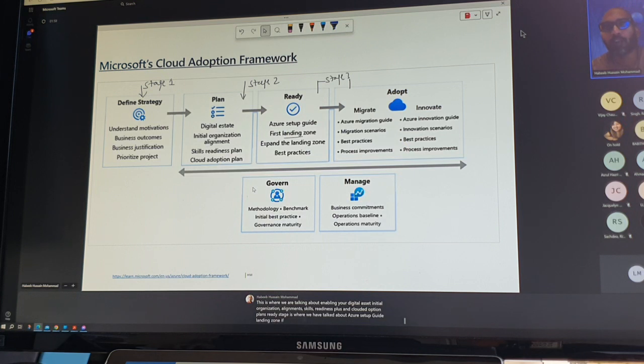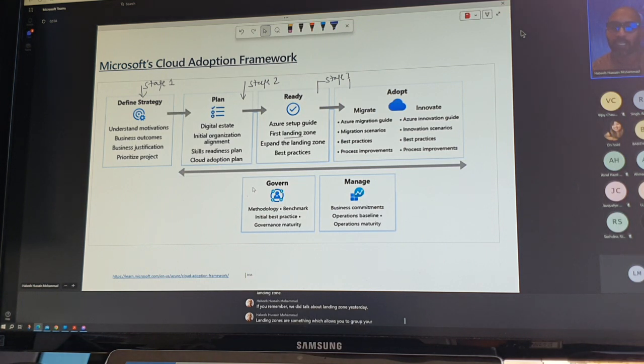If you remember, we did talk about landing zone yesterday. Landing zones are something which allows you to group your subscriptions and go with infrastructure as code deployments. So if you remember, I gave you a KB article yesterday for landing zone where there was a button which says deploy to Azure. What will it do? It will deploy a pre-configured environment for your enterprise. So the pre-configured environment isolates security from management from your workloads. So everybody has its own subscription aligned.